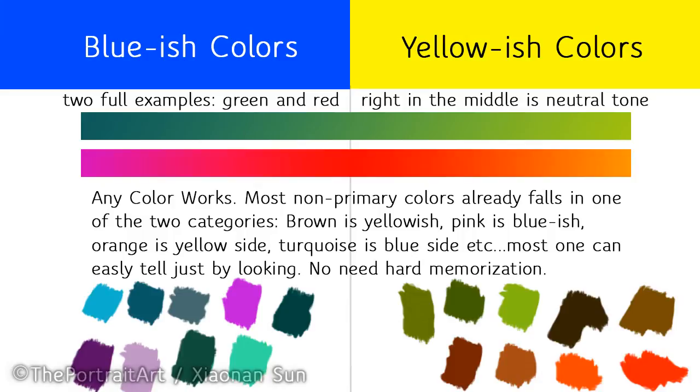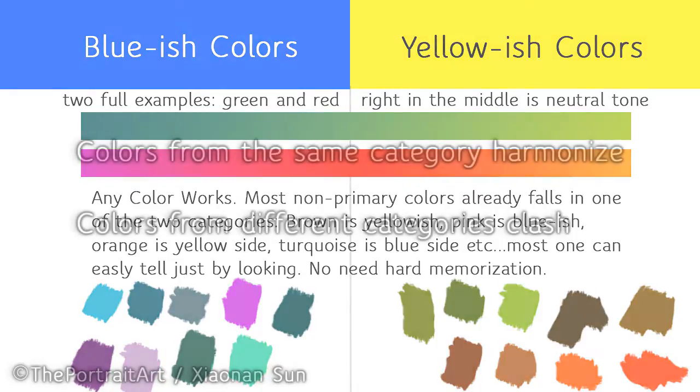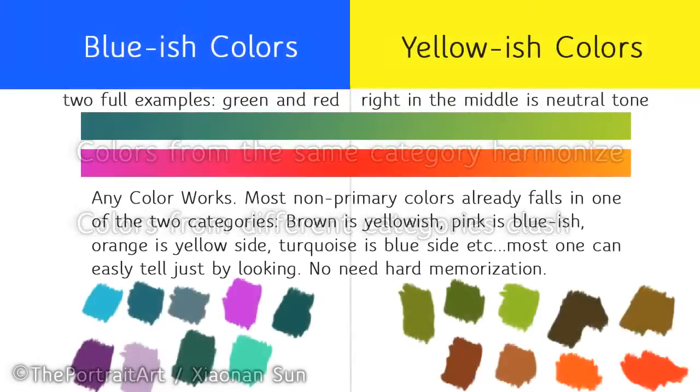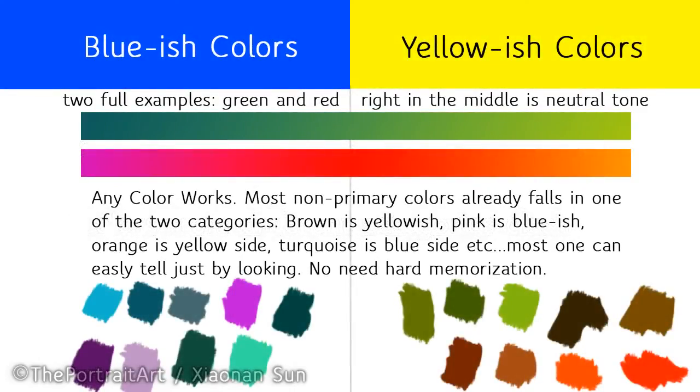So knowing all of that, to complete the idea, here is the most important part of the whole thing. All yellowish colors, when they go together, tend to harmonize. All bluish colors, when they go together, harmonize. When you put a bluish category color and a yellowish category color together, they tend to clash. That's it. That's the main principle. Here are a few examples.